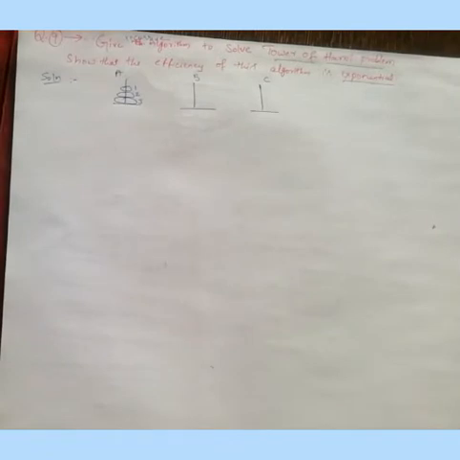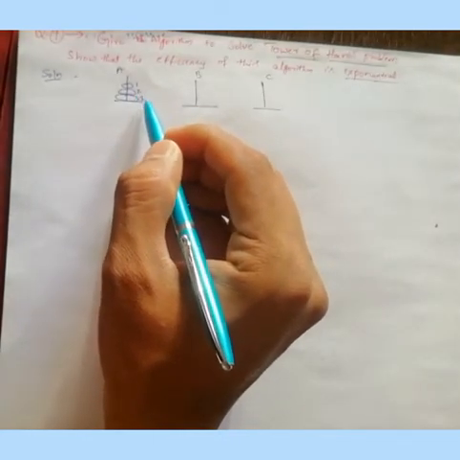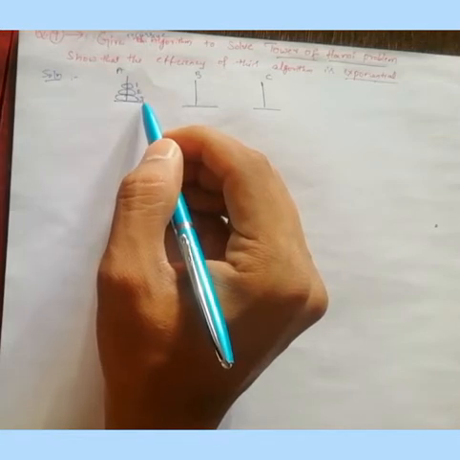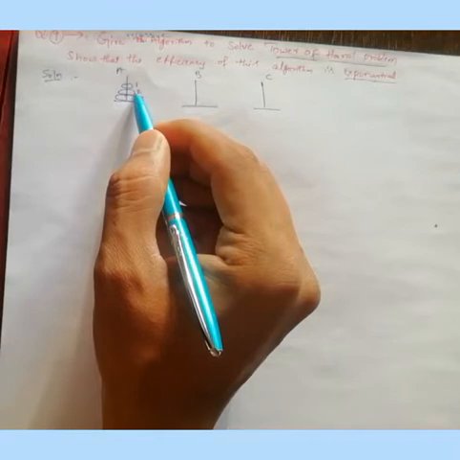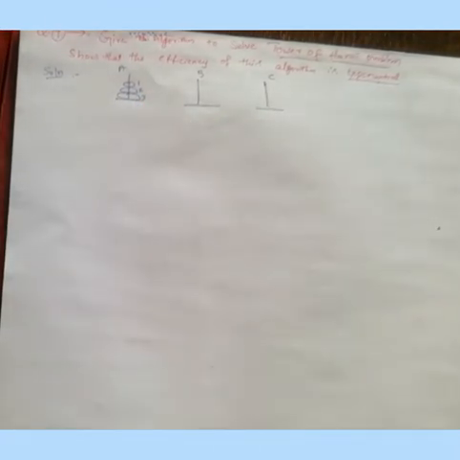Here we have some rules: a smaller disc must always be on a larger disc. That means vice versa is not possible. You can't place the third disc over the second disc, that should not be there. So a smaller disc should be placed above the larger disc. So here we are having only two conditions.